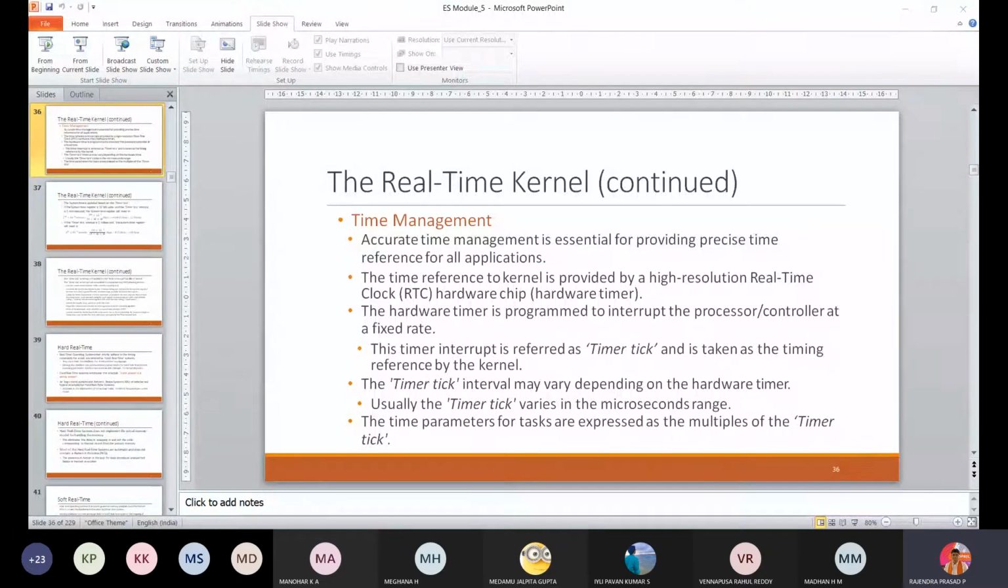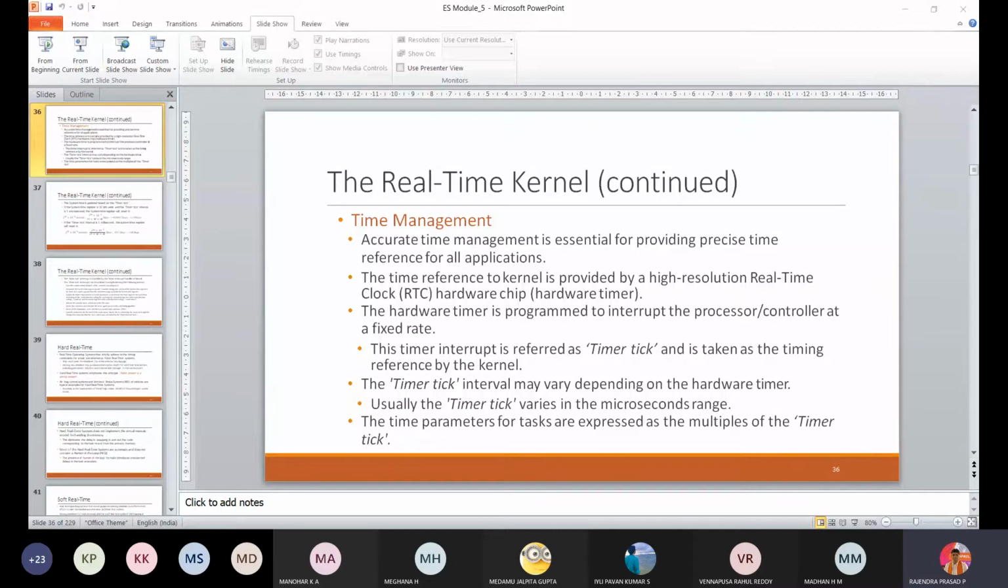The time reference to the kernel is provided by a high resolution real-time clock, RTC, hardware chip. The hardware timer is programmed to interrupt the processor controller at a fixed rate. This timer interrupt is referred to as the timer tick, and it is taken as a timing reference by the kernel. The timer tick interval may vary depending on the hardware timer. Usually the timer tick varies in the microsecond range. The time parameters for the tasks are expressed in multiples of this timer tick.